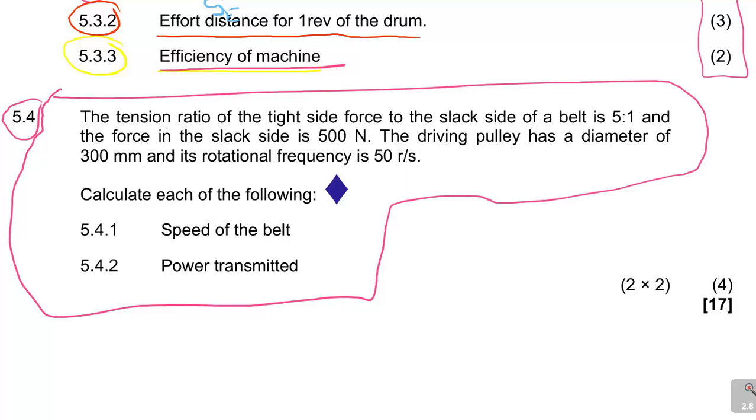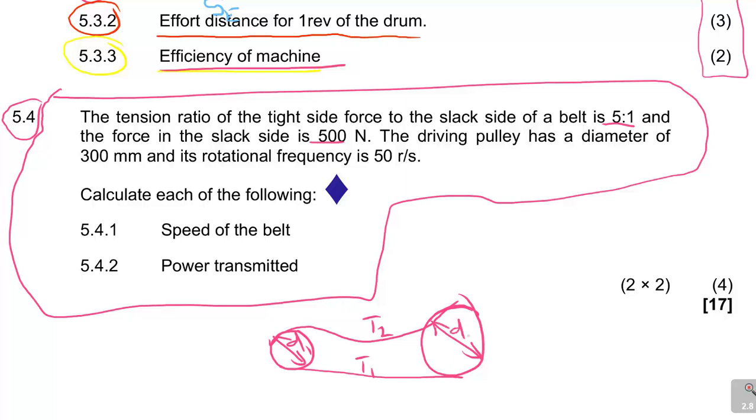They are telling us the tension ratio of the tight side force to the slack side force of a belt is 5 to 1, and the force in the slack side is 500 newtons. The driving pulley has a diameter of that and the rotational frequency of that. So you have your slack side and your tight side. This is your T2, this is your T1, you have D1, this is diameter, and here you have your D2, direction of rotation, and this is the speed of the belt, which is your V.